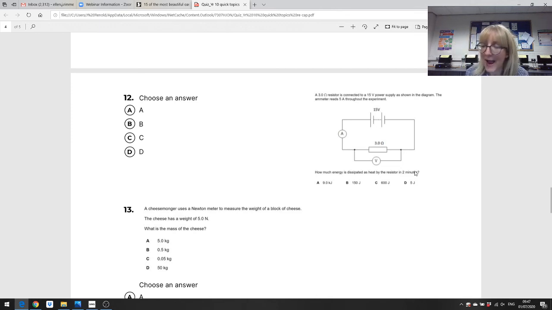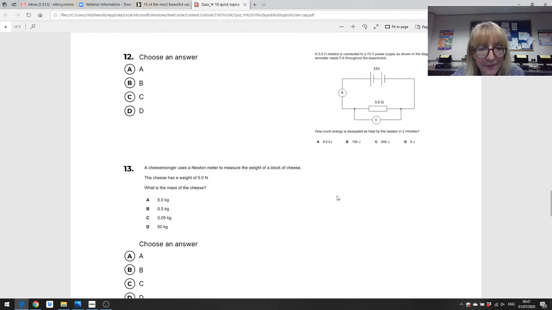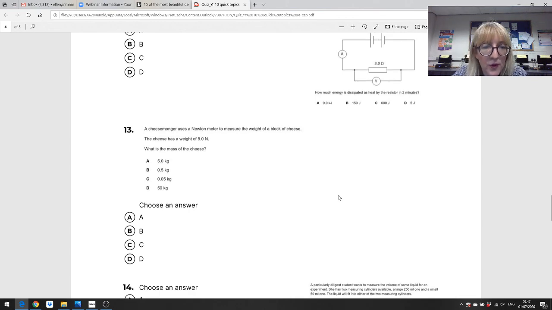So now we're okay. Energy is Q times V. Energy is charge times potential difference. So we've got 600 coulombs times the battery potential difference, which is 15. So it's 600 times 15, which is 9,000 joules, which is A. Question 13.